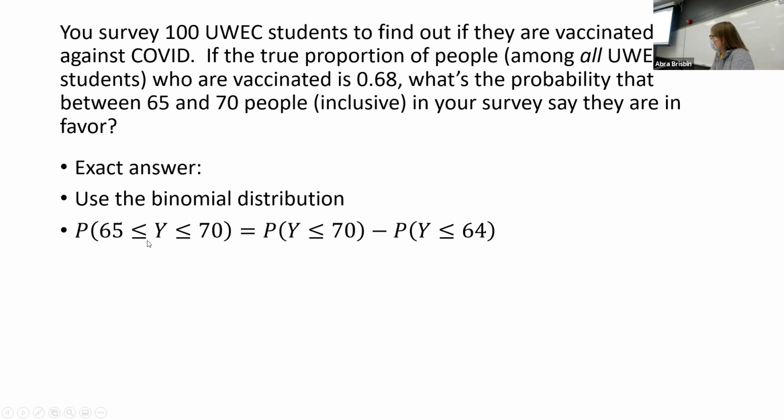So here we want the probability that y is greater than or equal to 65 and less than or equal to 70. So we're going to compute that by finding the probability that y is less than or equal to 70, and then you subtract the probability that y is less than or equal to 64. So remember that this lower bound here changes because we want to include the probability that y could be exactly equal to 65. We want to get rid of the probability that y is less than or equal to 64.